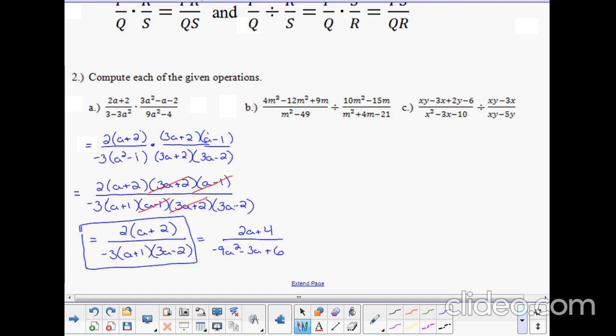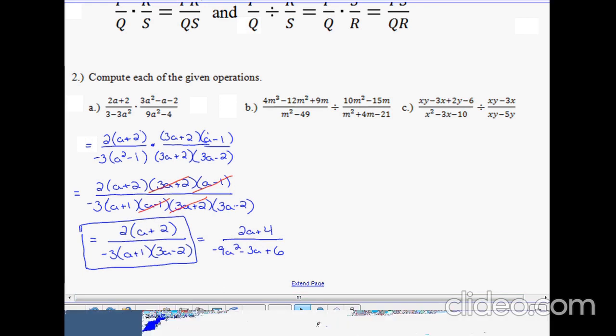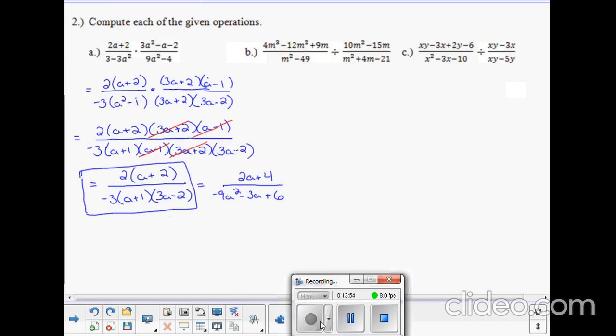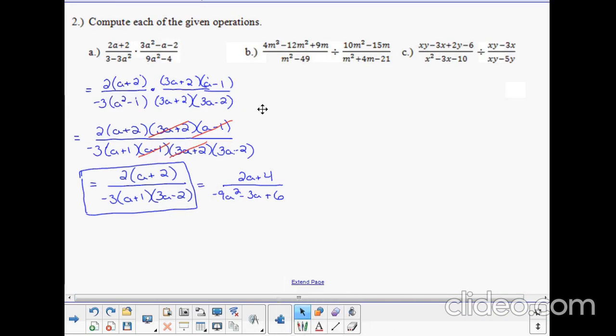For right now, I'm not going to require that we multiply things back together. We could, but for now, we're just going to find those factors and then eliminate those factors as we can and leave the resulting rational expression in factored form. So let's take a look at another example.